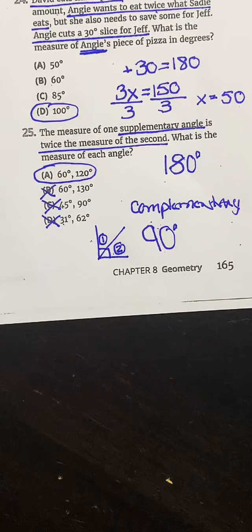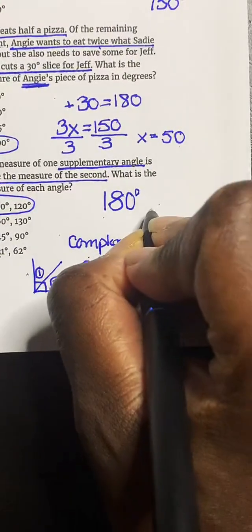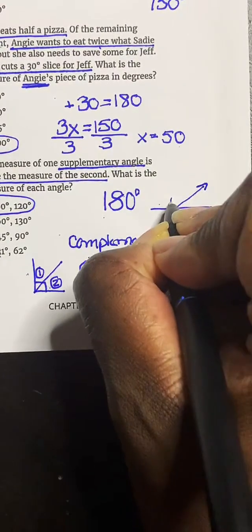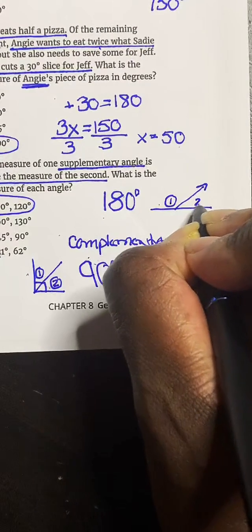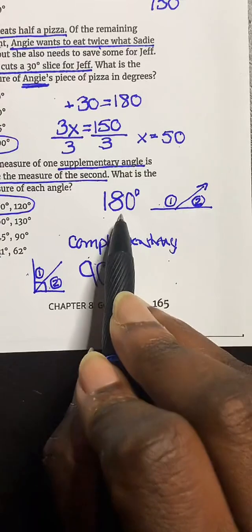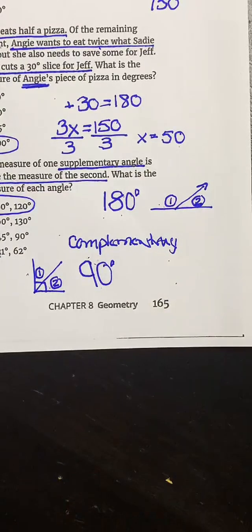All right. Now for the 180, it could be something like this. So this is angle 1, and this is angle 2. Okay, if I add those two angles up, it will equal 180 degrees. Okay, well, thank you.